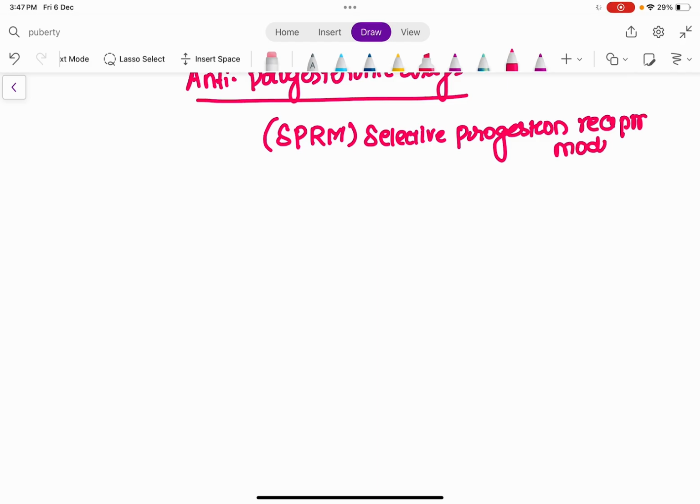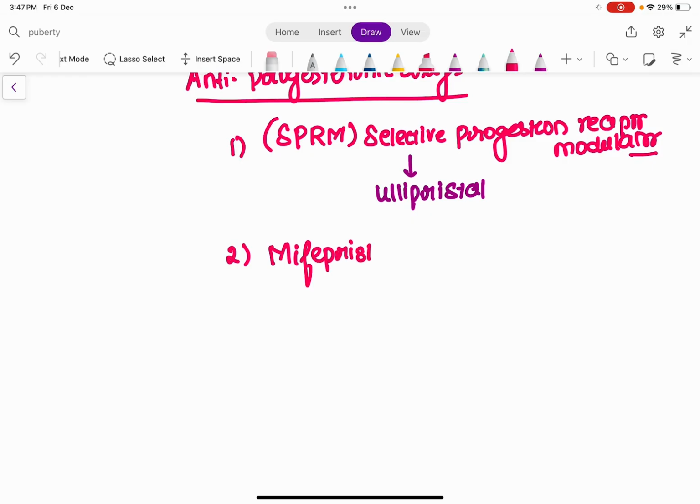So what do we mean by selective progesterone receptor modulator? At certain sites, the progesterone is going to have an agonistic effect. At certain other sites in the body, the progesterone is going to have an antagonistic effect. So selectively it has an agonistic effect and selectively an antagonistic effect in the body. The major anti-progesterone drugs are the selective progesterone receptor modulator, that is ulipristal, followed by mifepristone, which is a progesterone antagonist.